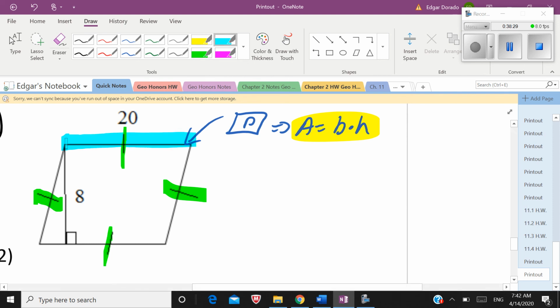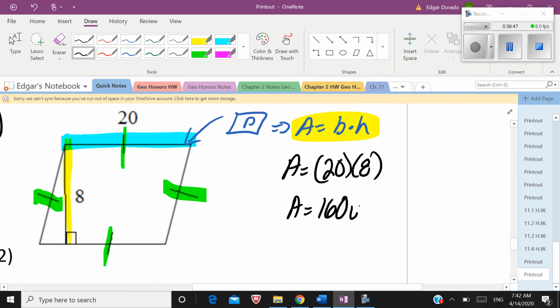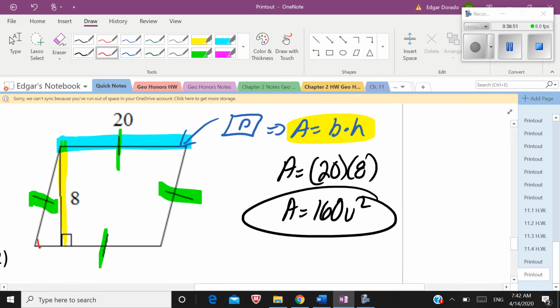But if I have a base and I call that the base, I better have another segment that's perpendicular, so it works as my height. Well, I do. Right there. Base times height. Easy as that, guys. Don't overthink it. Base times height. Area is 160 units squared. That's it. Or, kind of like I showed you very briefly, what if I move that triangle right here?